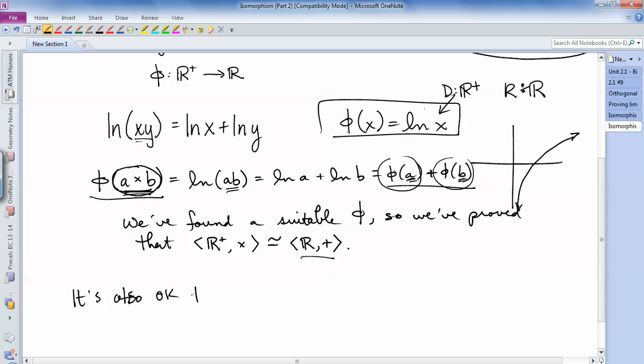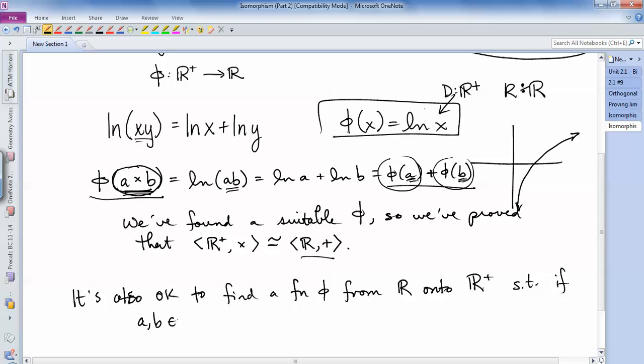Also okay to find a function phi from R onto R plus such that if a and b are in R, then, and now I'm switching everything from R to R plus, I'm switching the order of the two groups. So instead of doing multiplication here, I'm doing regular addition before I plug it into phi. And then that would turn into phi of a, and then the second operator, which is multiplication now, phi of b.